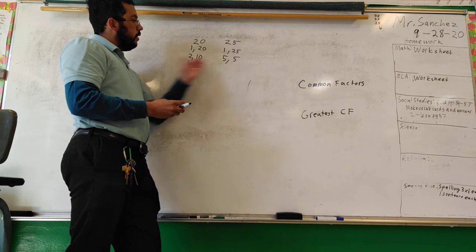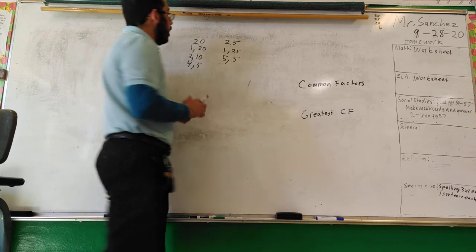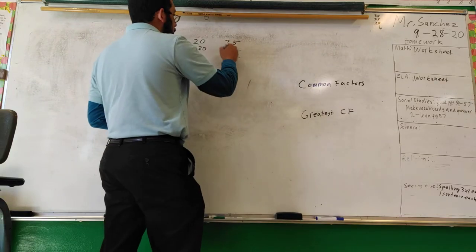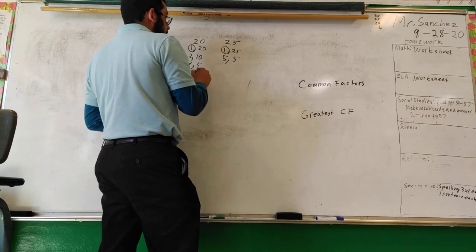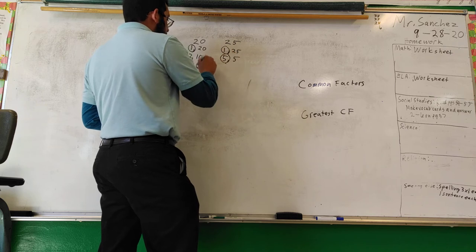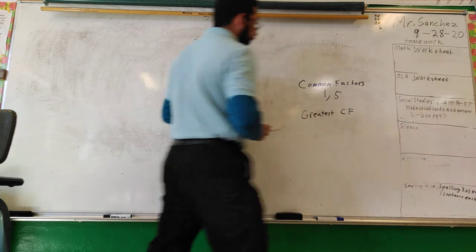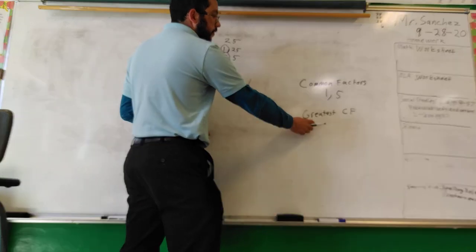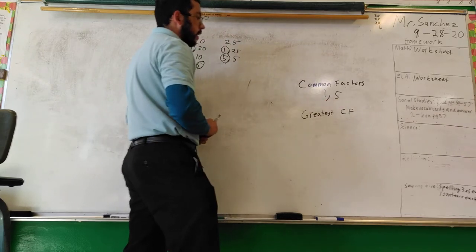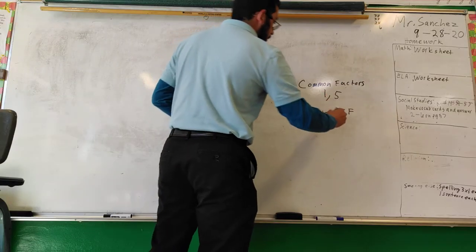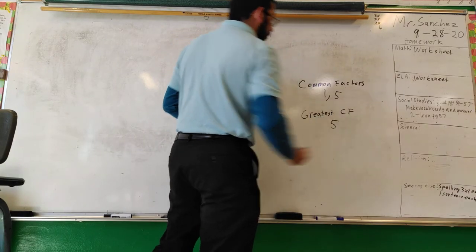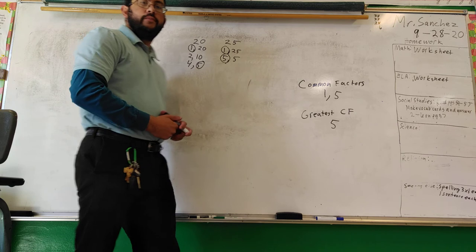We have the factors written down. Let's find those common factors. Well, I see 1 and 1 again, and I see 5 and 5. Thus, our common factors are 1 and 5, which means if I want my greatest common factor, I look at these common factors and I notice, oh hey, it's 1 and 5. Thus, 5 is bigger than 1, so the greatest common factor is 5.